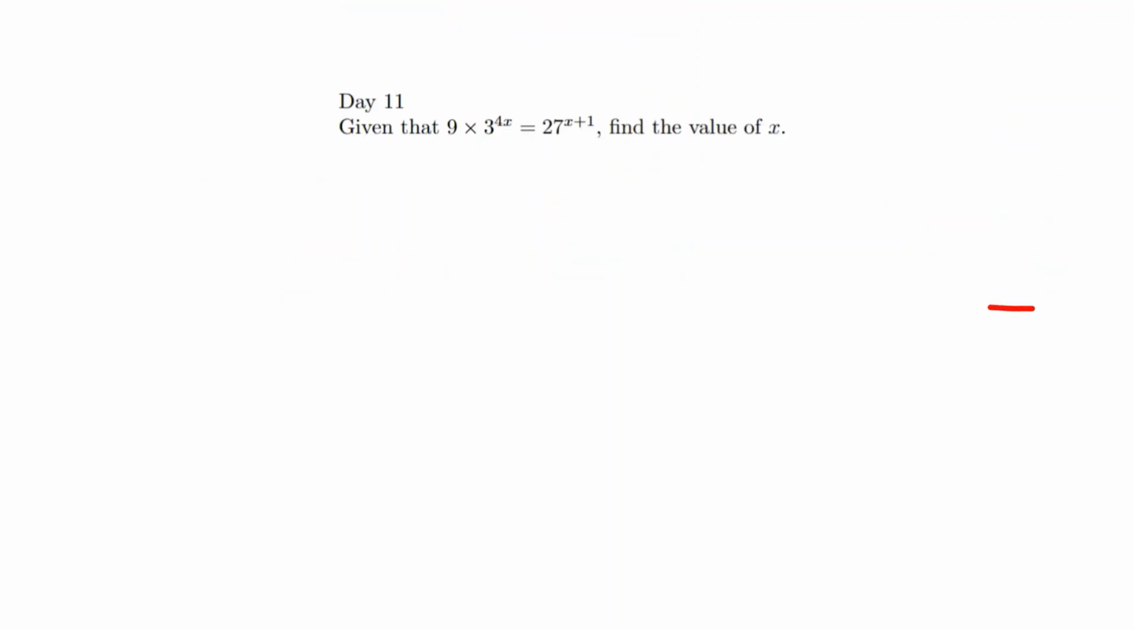So today's question is, given that 9 times 3 to the power of 4x equals 27 to the power of x plus 1, find the value of x.